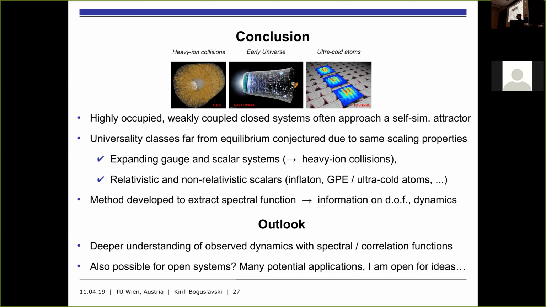The new method that has been developed to extract spectral functions, I think is very interesting to use not only for closed systems, but maybe also for open systems. This is something I would like to discuss with you: what are potential applications? I'm sure there are many, but where to use this kind of machinery to get the spectral function, to actually learn something about turbulence and other systems. Thank you very much.